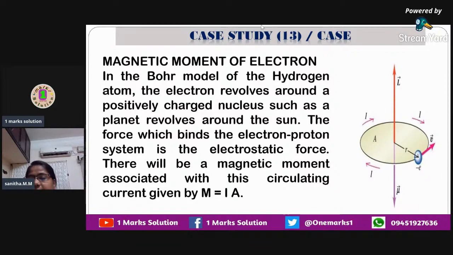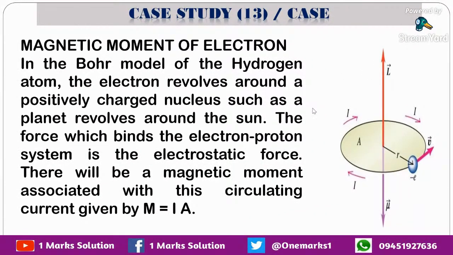You can see one figure on the right side. In that figure, one electron is revolving around the nucleus in its own orbit, and the direction of the current is also shown. If the electron is moving clockwise, the current will be anti-clockwise. So here the direction of the current is shown anti-clockwise, and the angular momentum is also shown, in the upward direction.